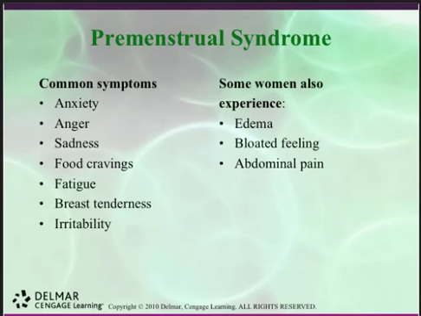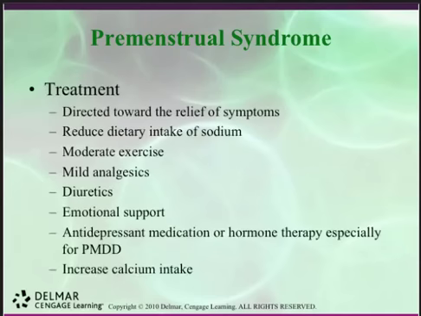When these cyclic symptoms become more severe and fit certain psychological criteria, the diagnosis shifts from PMS to premenstrual dysmorphic disorder, or PMDD. So how do we treat this? Well, there's usually treatments directed towards the relief of the symptoms. We reduce the dietary intake of sodium to reduce the increase in blood pressure and the edema.